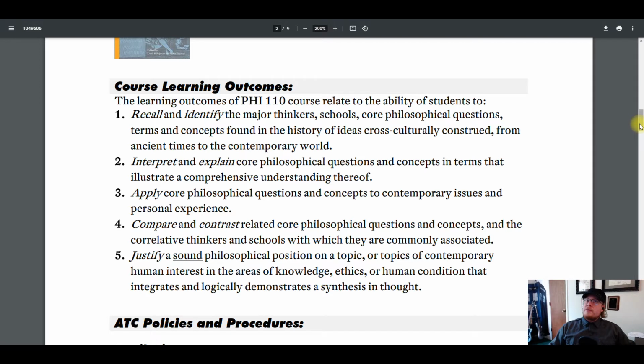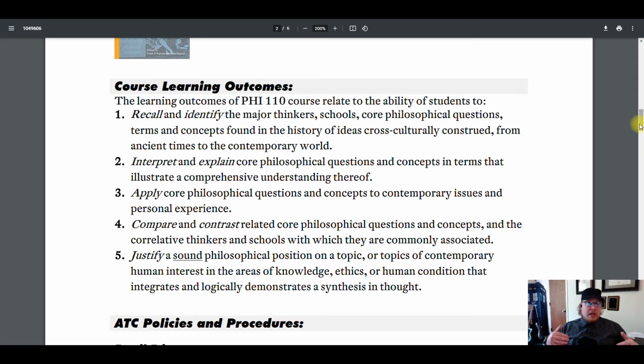Okay, so what do I expect you to do in this course? The following things. Recall and identify the major thinkers, schools, core philosophical questions, terms, and concepts found in the history of ideas cross-culturally construed from ancient times to the contemporary world. So basically, be able to recall and label the things that I talk about in the class. If I'm talking about Aristotle or Immanuel Kant or utilitarianism or virtue ethics, I don't expect you to know those things now, but I expect you to be able to at least recognize, oh, that thing he just described, that's virtue ethics. Or that person, that would be Aristotle.